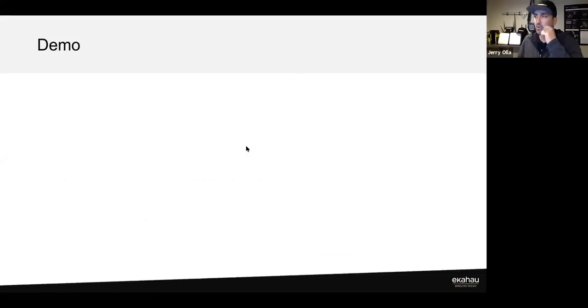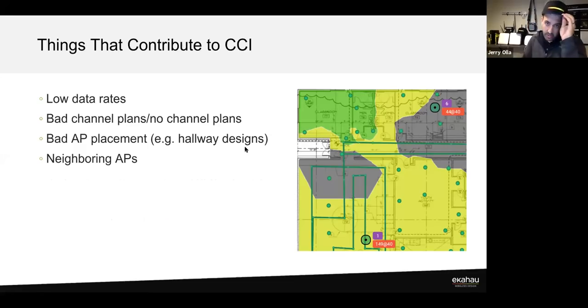We did some demo stuff already, kind of jumping around a little bit here, but we can do some more demo. Let's talk a little bit about things that contribute to CCI. So we talked about low data rates. What are some of the other low-hanging fruit? Obviously, a bad channel plan is probably number one that I would say contributes to co-channel interference. Bad AP placement. Clayton, why does bad AP placement impact co-channel interference?